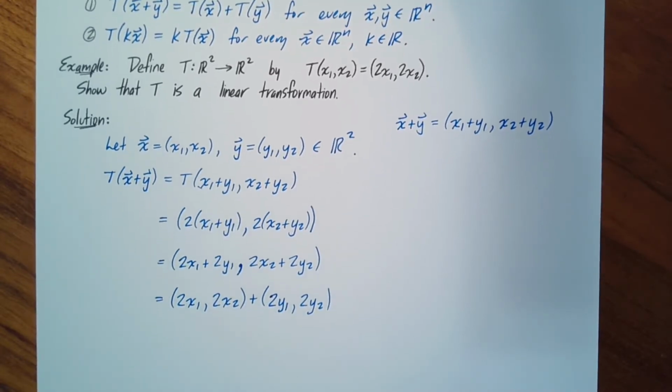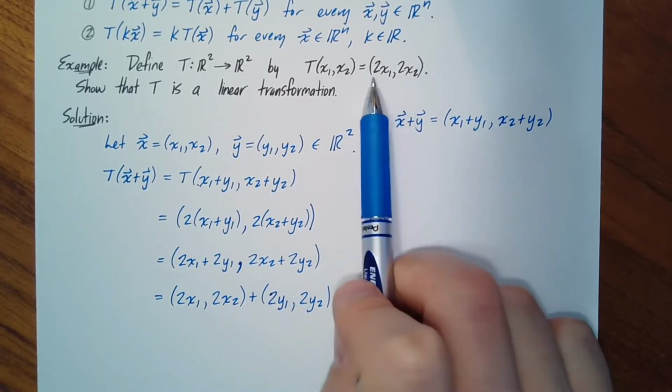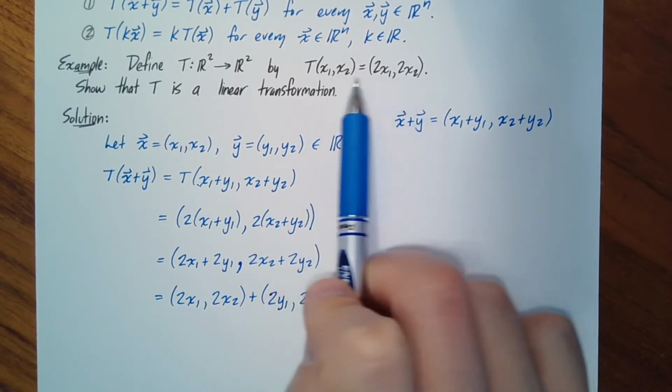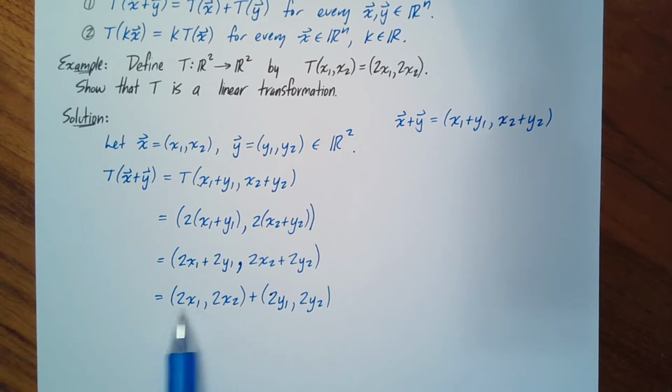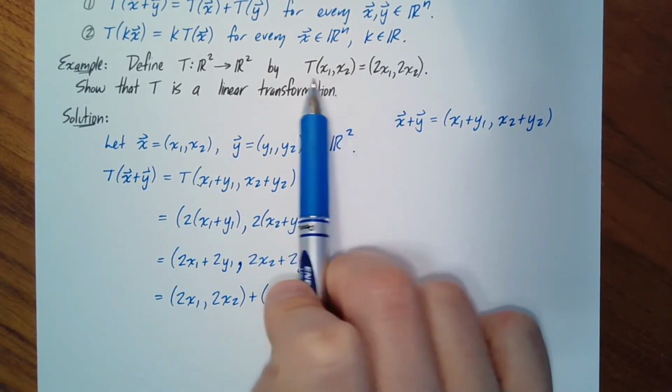Now, why is that good? Because each of these looks an awful lot like other vectors that have had both of their coordinates multiplied by 2. For example, 2x1, 2x2. This one's a little easier to see. If you look at this, it looks exactly like the output vector that appears in this formula for the function t. So this is literally t of x1, x2, right? Based on this rule, they are the exact same thing.